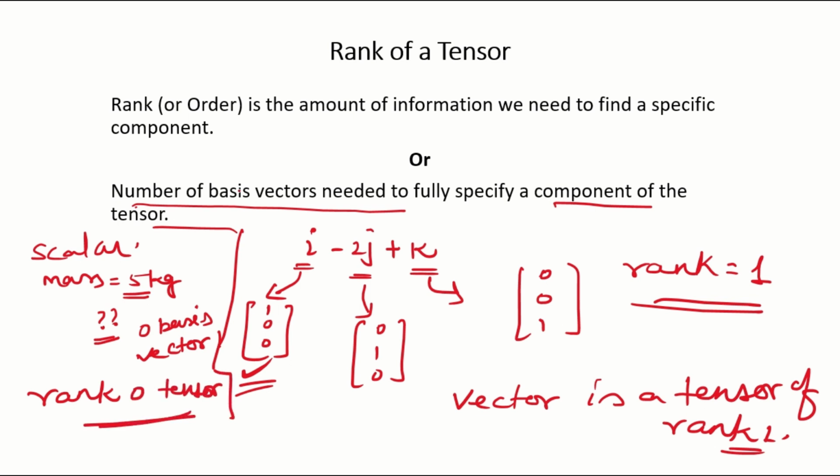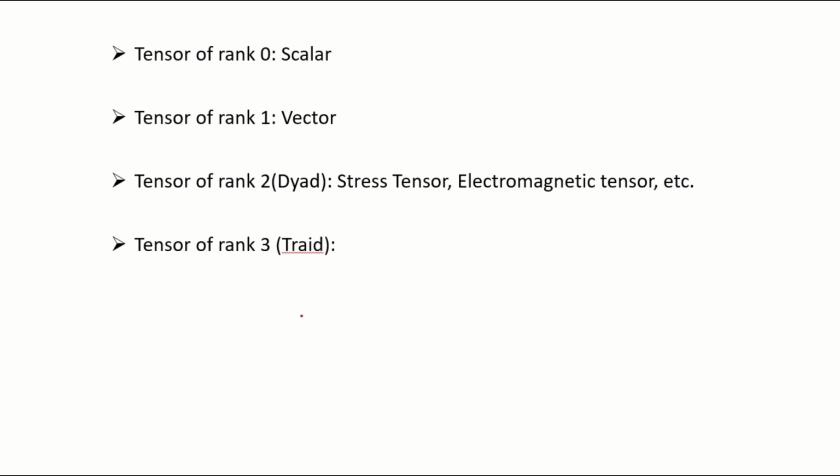So what is scalar? Scalar is a rank 0 tensor, vector is a rank 1 tensor. So basically scalars and vectors are also tensors of rank 0 and 1. Here I have written: tensor of rank 0 is scalar, tensor of rank 1 is vector. Now tensor of rank 2. Tensor of rank 2 is also called a dyad. And as an example I am writing stress tensor.